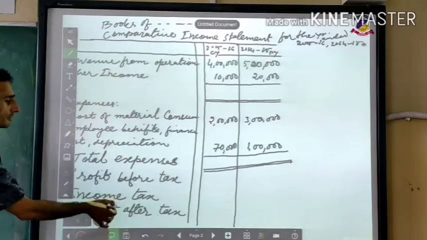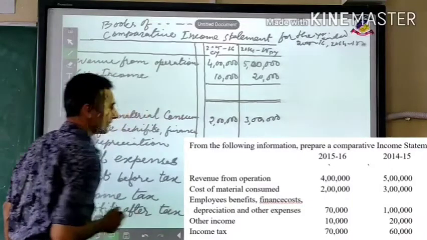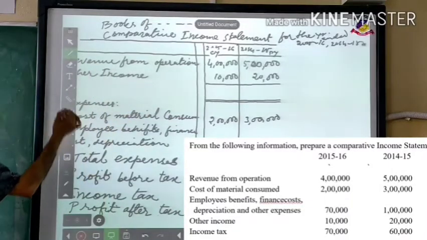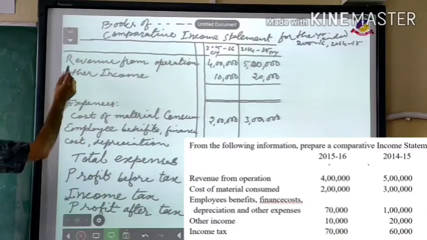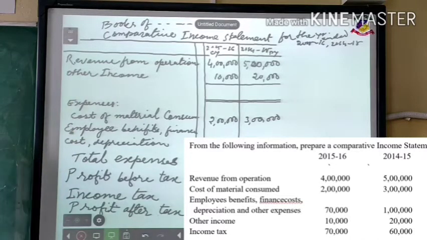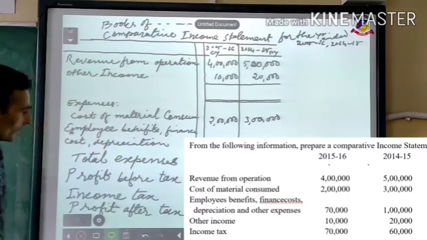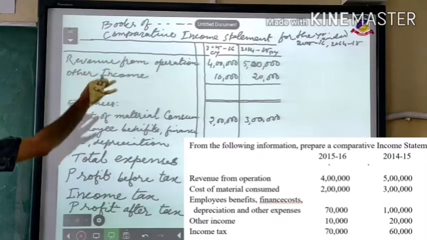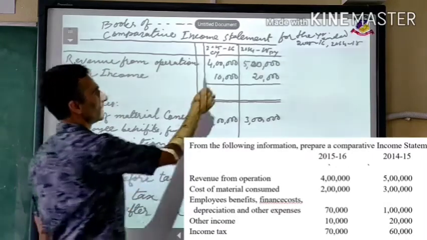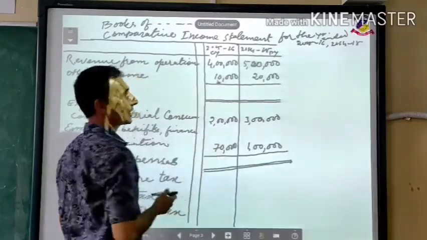I think you have understood this part. This is from the question. This part is also from the question. Whatever is given here, 1, 2, 3, 4, these items are already given in the question, and I placed them. So now let's see. This is 4 lakhs, 5 lakhs. This is other income. This is also other income.